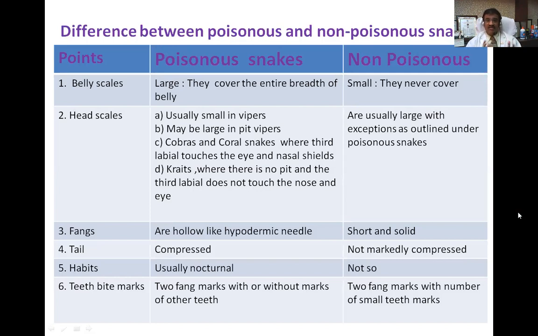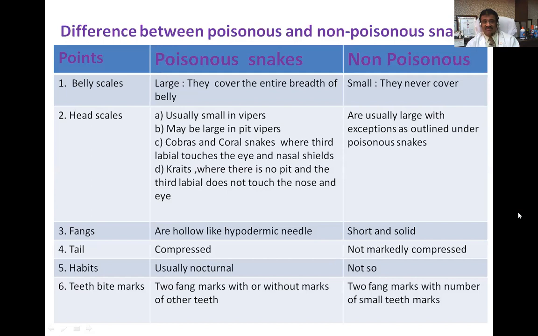The habit of poisonous snakes is usually nocturnal. They come out in search of food at night, whereas non-poisonous snakes can come out anytime, so they are available all day and night. Habitat is another thing and habit is another thing. Habitat means the place of residing. They are usually found in forests and bushy areas.